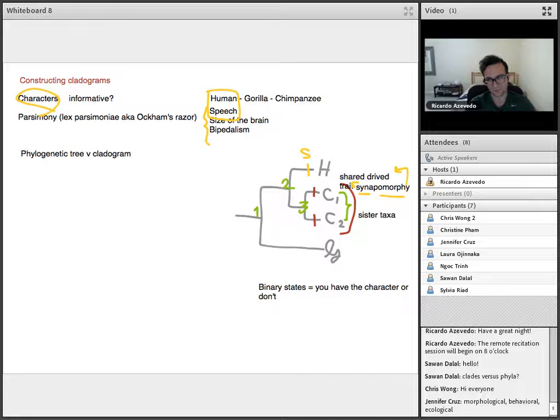So we just talk about this character as shared between these two species of chimpanzee. So then this character, denoted by color red, is shared between C1 and C2. So it's a shared character.